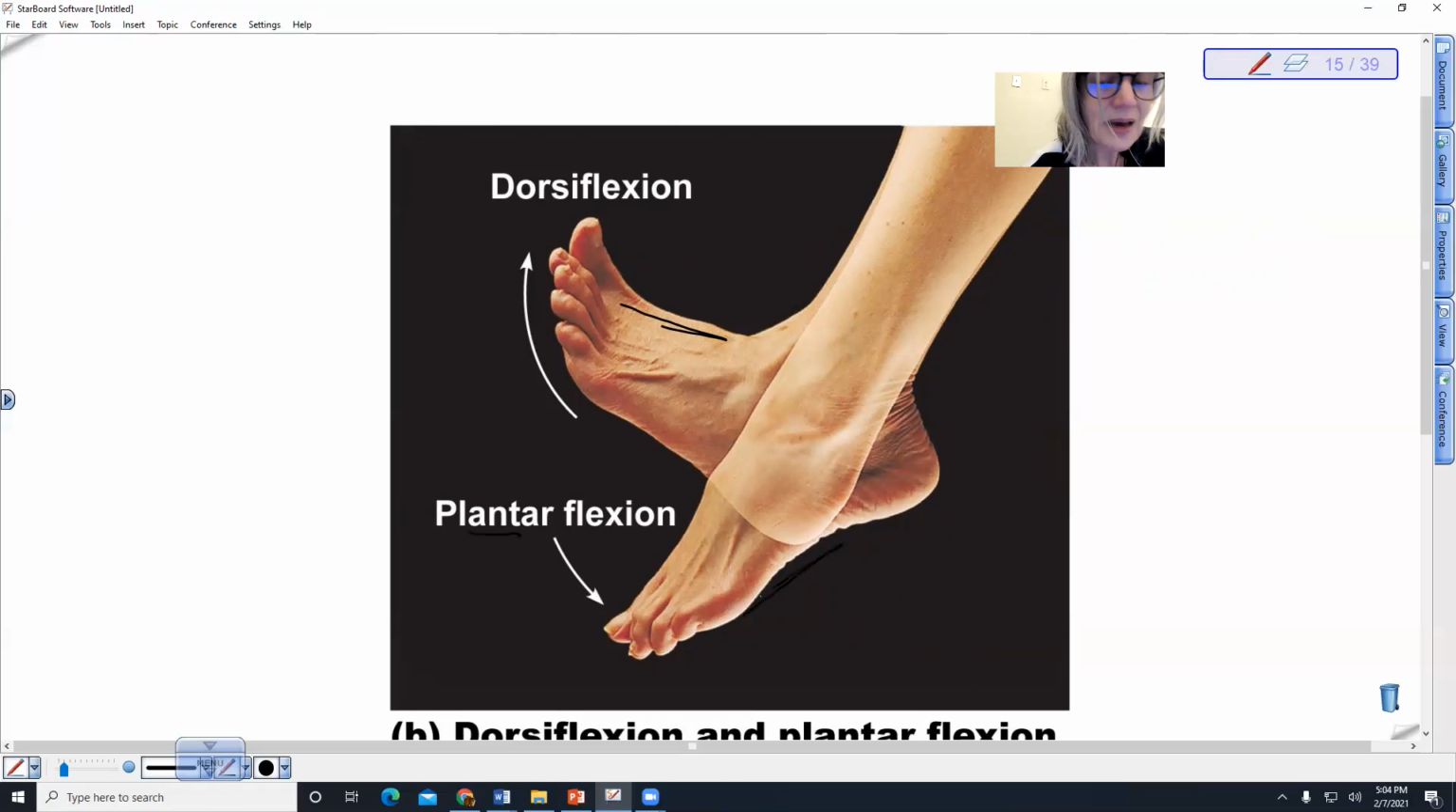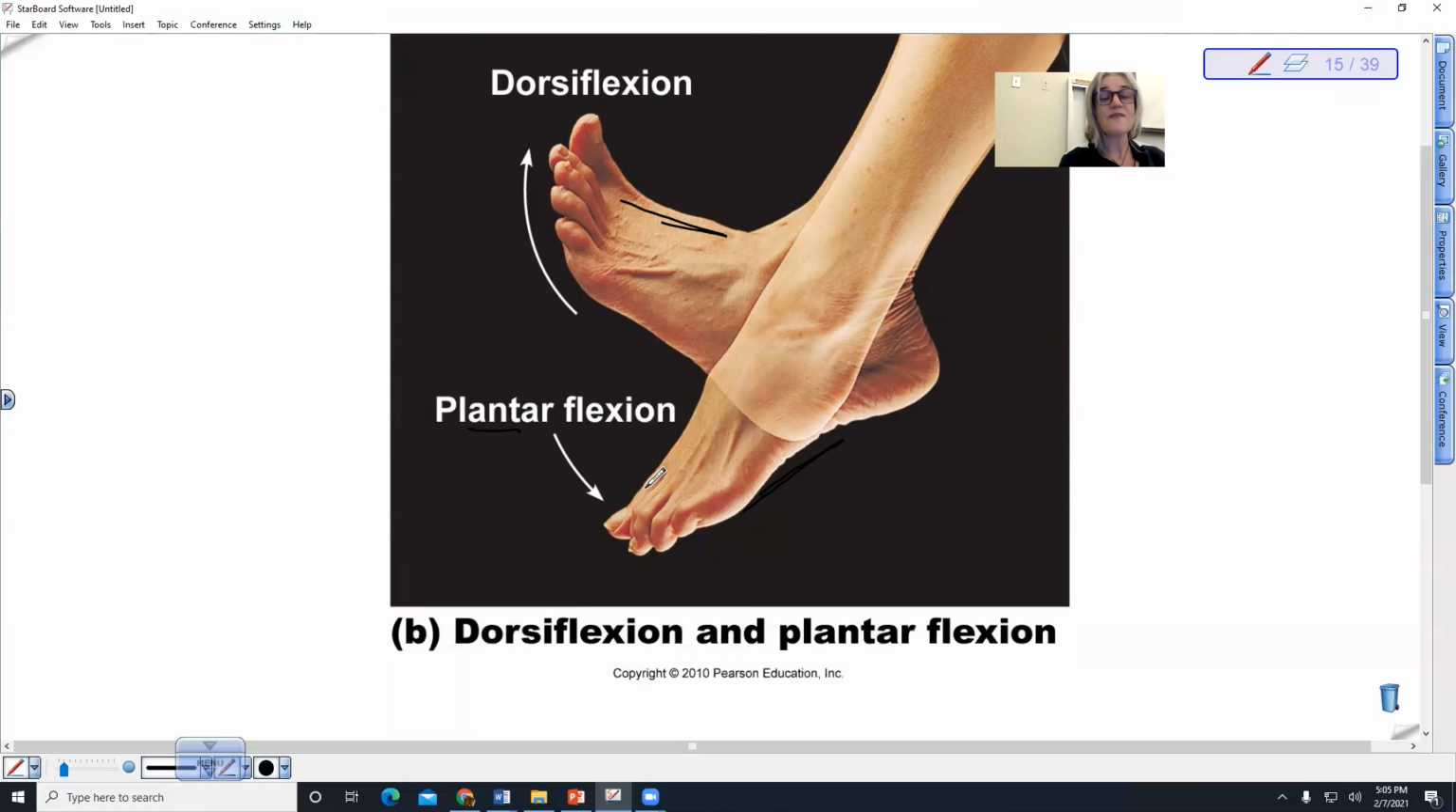Plantar is the bottom of your foot. So plantar means the bottom of the foot. Dorsi means the top of the foot. And so that's the difference. So if I'm standing on my toes, I am doing plantar flexion. If I'm standing on my heels and lifting my toes, I'm doing dorsiflexion. And these terms are specifically related to the ankle.